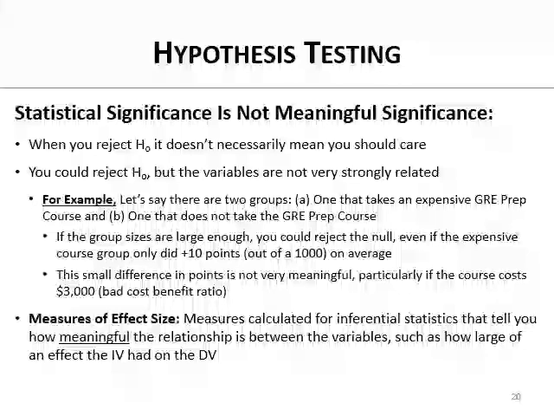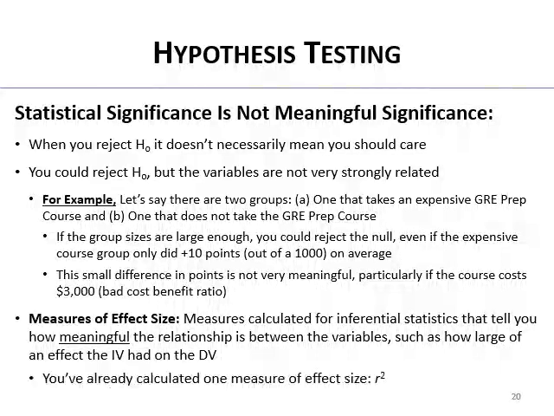So that's why we have these measures of effect size. Measures of effect size are calculated for most of the inferential statistics that we do, and they tell you how meaningful the relationship is between the variables, how large of an effect the IV had on the DV, what percentage of variability you can predict in one variable from the other. Those are your measures of effect size. So R squared in correlation, for example, was a measure of effect size. So it told us how meaningful the relationship was between the variables, what proportion you could predict from one variable in the other. So hopefully this helps.